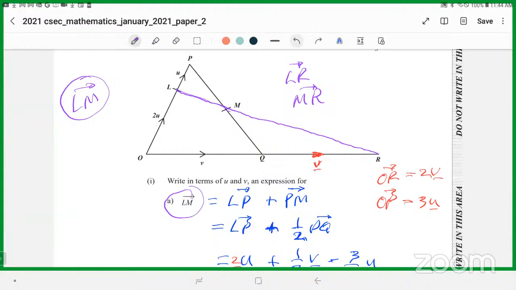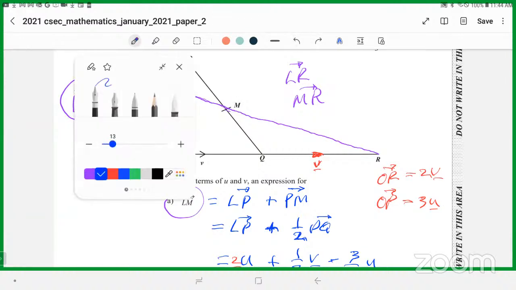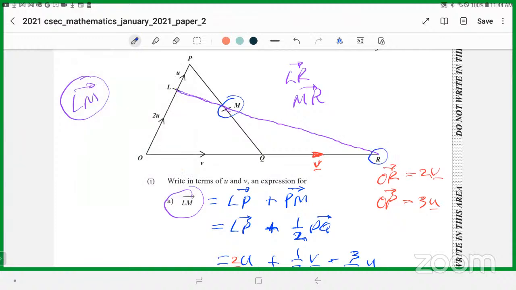Because to go from M to R, you're going to have to calculate if you're using these 2 points. It is more work because you'd have to come down here first and then go across there, like that. You have to calculate because you don't know this straight off. You have to calculate using that piece.